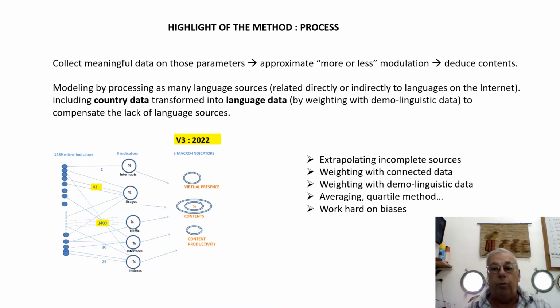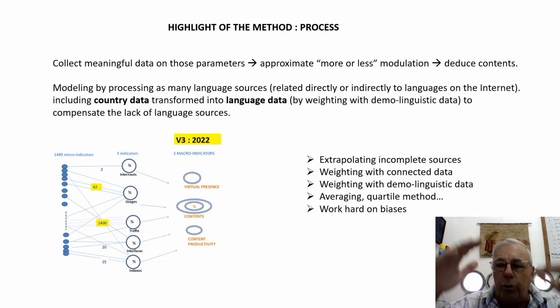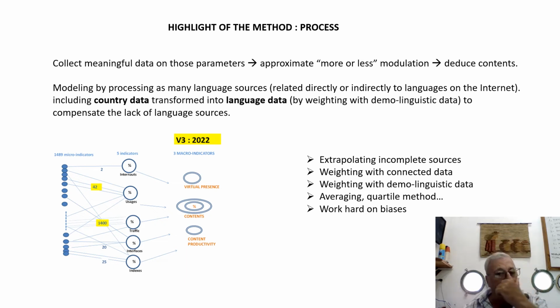So if we are able to collect data about those parameters, we can deduce the modulation, and from that deduce the contents. This is the model we have developed, which uses 1,500 indicators separated between internals, usage, traffic, interface, and index, and with mathematics, statistics, extrapolation, incomplete sources, weighting with connected data, weighting with demolinguistic data, averaging, and so on, we are creating a result.